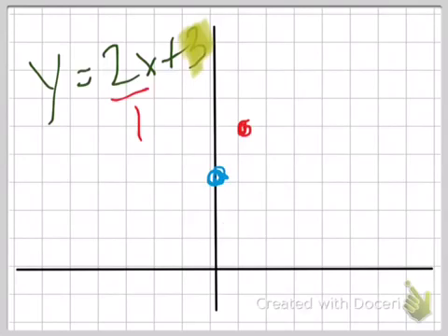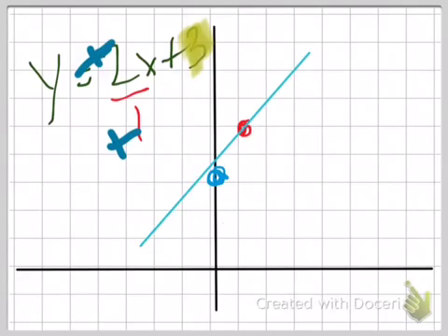Since the top number is a positive number, that tells you to go up 2. The bottom number is a positive number, so it tells you to go to the right 1. Now we're going to draw a line through there. Put some arrows on this line. Well, maybe not. So we're going to draw a line through there. And we get this line right here.